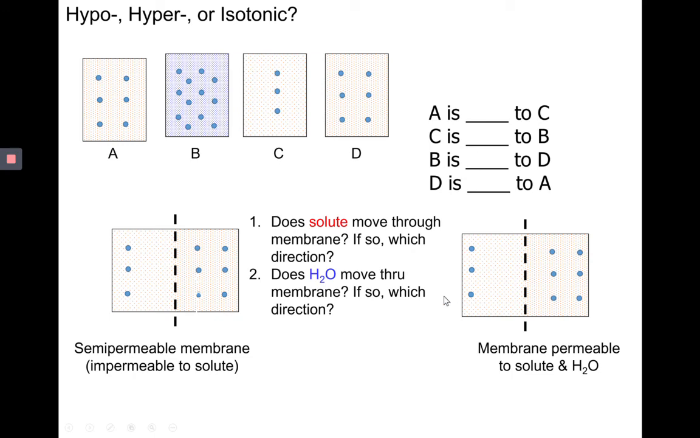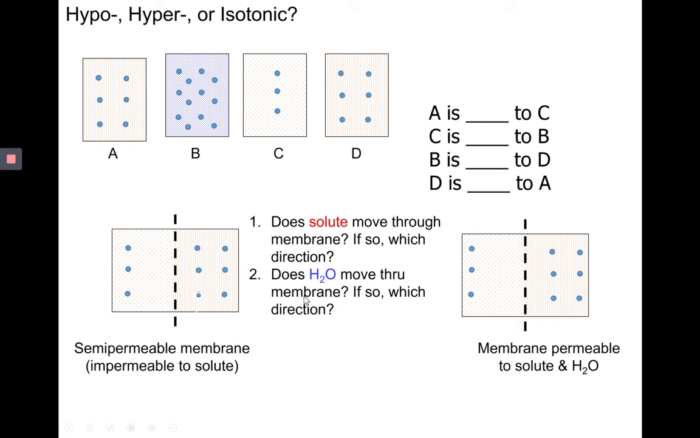So the first question for both situations is, does solute move through the membrane? And then if so, which direction? Well, this membrane is impermeable to solute, so the solute doesn't move. This membrane is permeable to the solute, so the solute does move. And we know solute likes to move from areas of high concentration to low concentration. So our dots are the solute. If the solute could move in this situation, it would move from right to left, but it can't. Over here it can, so we'll actually see it move from right to left.